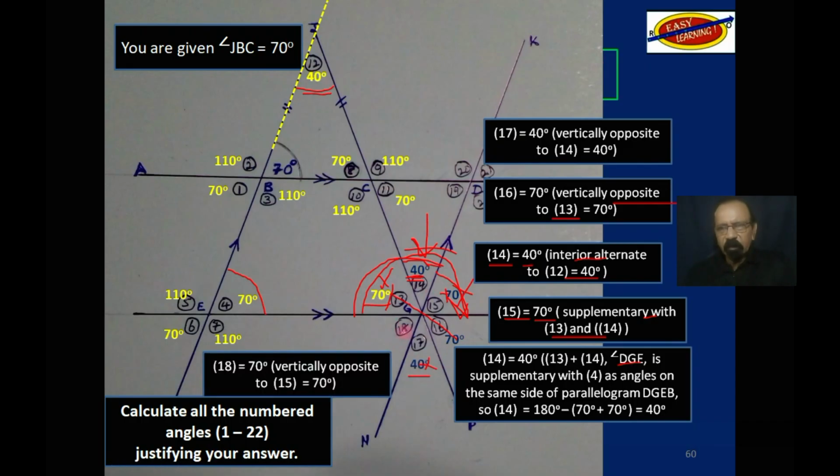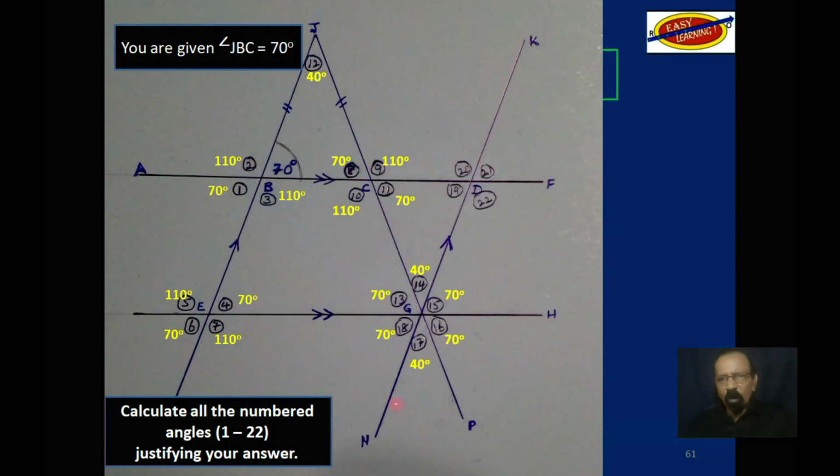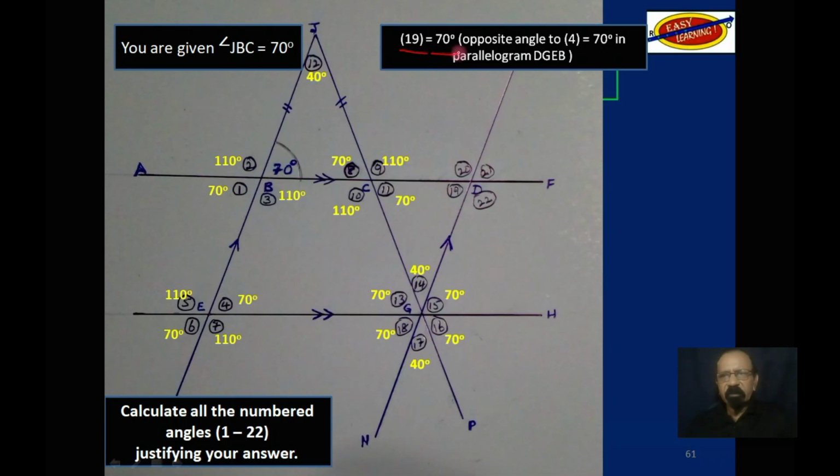18, which is this one here, it is 70. There are so many reasons for that. It is vertically opposite to this 70 here. So now we know all of those. We are left with these 4. 19, it is 70 degrees. How do we know that? How do you know this is 70? Well, we have a triangle here. We know this is 40. We know that is 70. The sum of the angles in a triangle is 180. So you subtract those two from 180 and you get 70. Well, that's not the reason we have here.